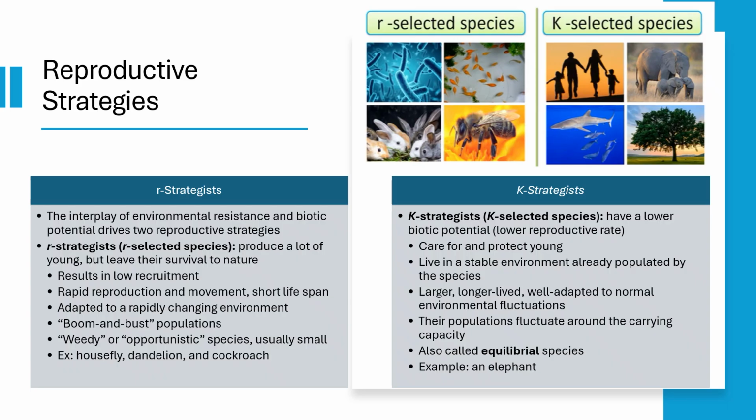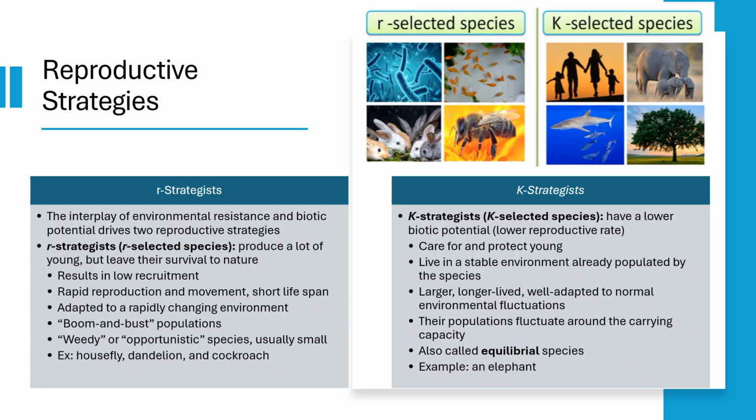Those organisms have the ability to adapt to a changing environment. You often see boom and bust populations. That means at some time you have a very low number of individuals, and at other times you will suddenly get a lot of individuals all at once. Those species are typically opportunistic. They will go anywhere where they think they can survive. Good examples are typically your housefly, your dandelion, your cockroach. Those are definitely r-strategy species.